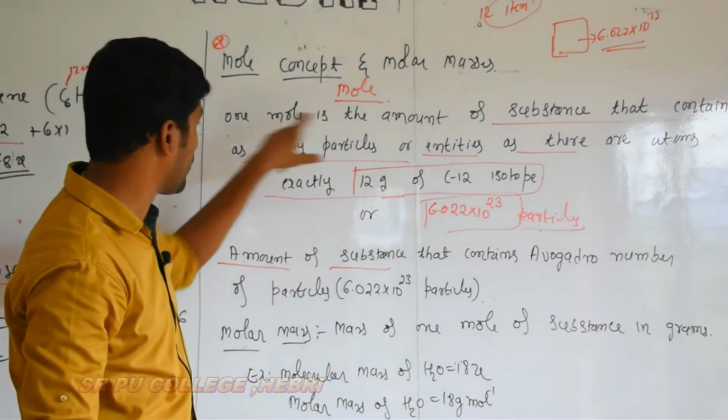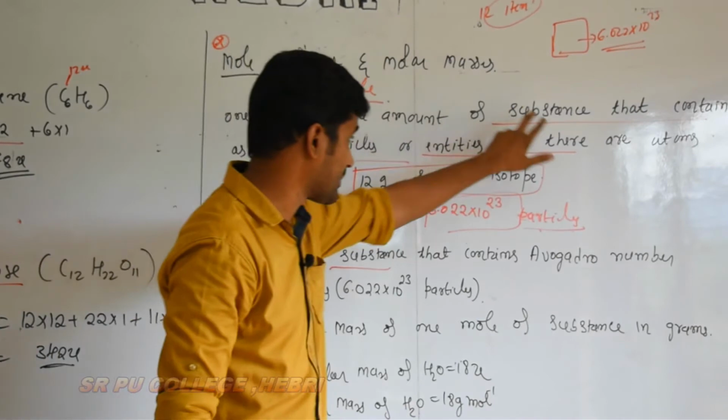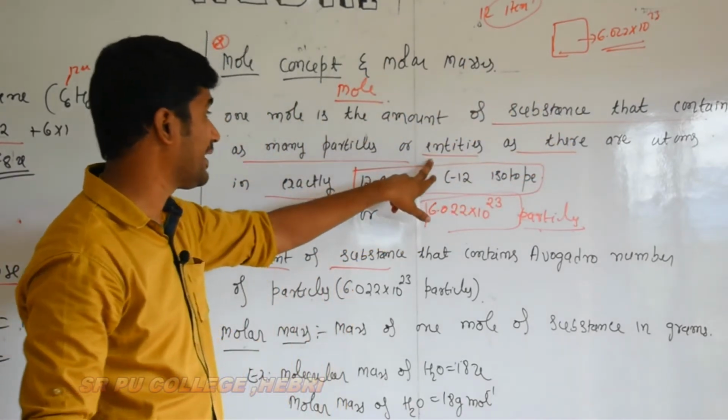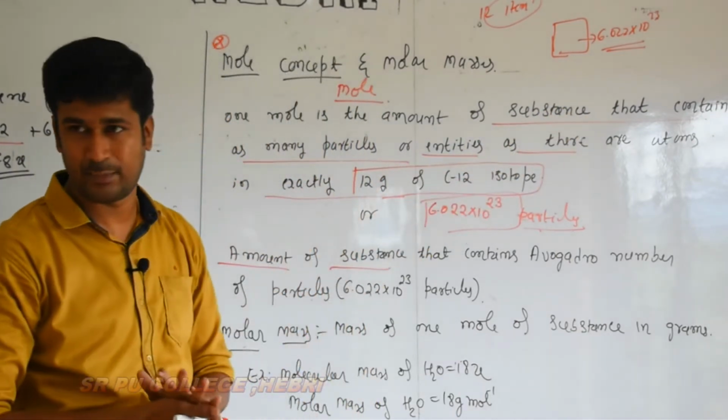Understood? 1 mole is the amount of substance that contains as many particles or entities as there are atoms in exactly 12 gram of carbon 12 isotope.